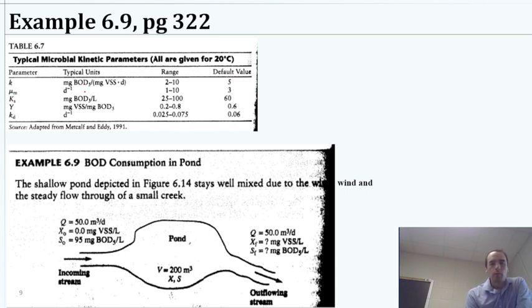Mu max in per day would be somewhere between 1 and 10. Again, they give us a default value. Uppercase KS.